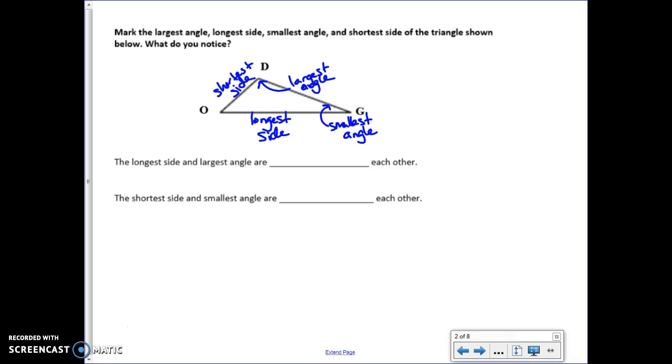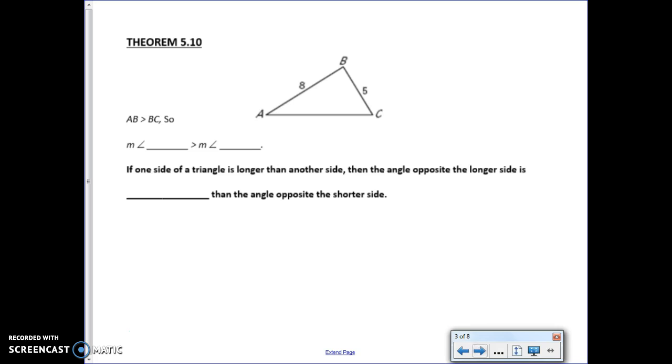So what I notice is the shortest side and the smallest angle happen to be across from each other, and the longest side and the largest angle happen to be across from each other. So I'm going to use the word opposite here because it fits a little better in the blank. Okay, so how does that help us?